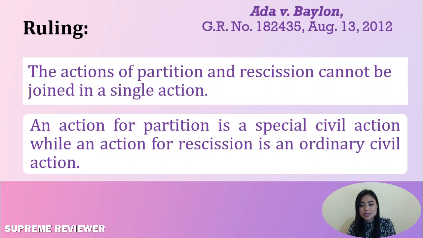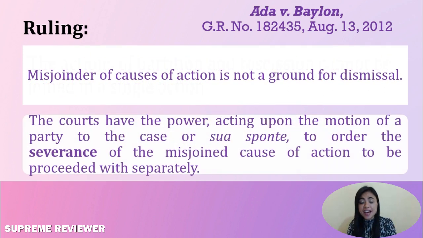The variance in the procedure in the special civil action of partition and the ordinary civil action of rescission precludes their joinder in one complaint or their being tried in a single proceeding to avoid confusion in determining what rules shall govern the conduct of the proceedings, as well as in the determination of the presence of requisite elements of each particular cause of action. A misjoined cause of action, if not severed upon motion of a party or by the court sua sponte, may be adjudicated by the court together with the other causes of action.